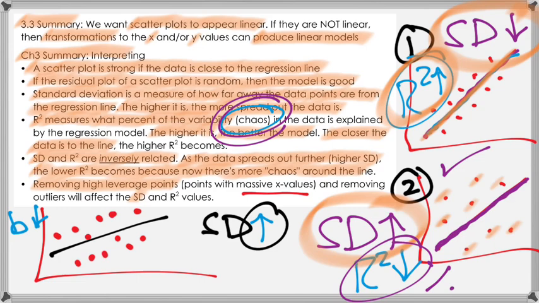Similar things are going to happen when outliers are removed, and whatever happens to the standard deviation, you know that that is an inverse relationship with the values of R squared.